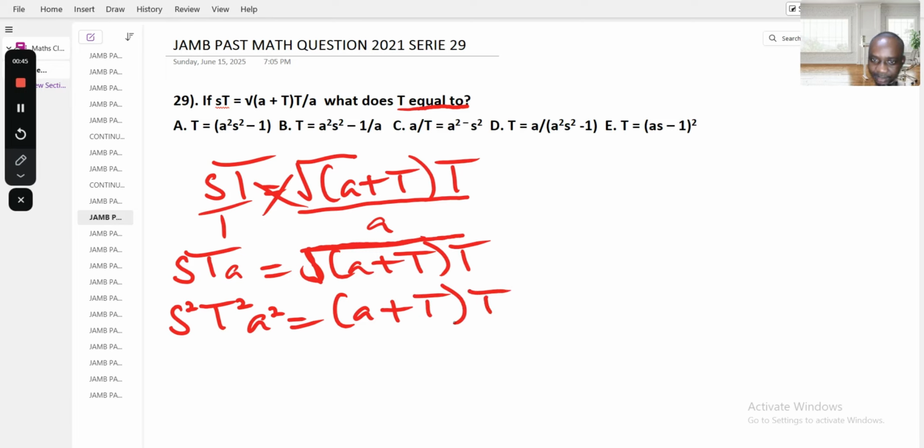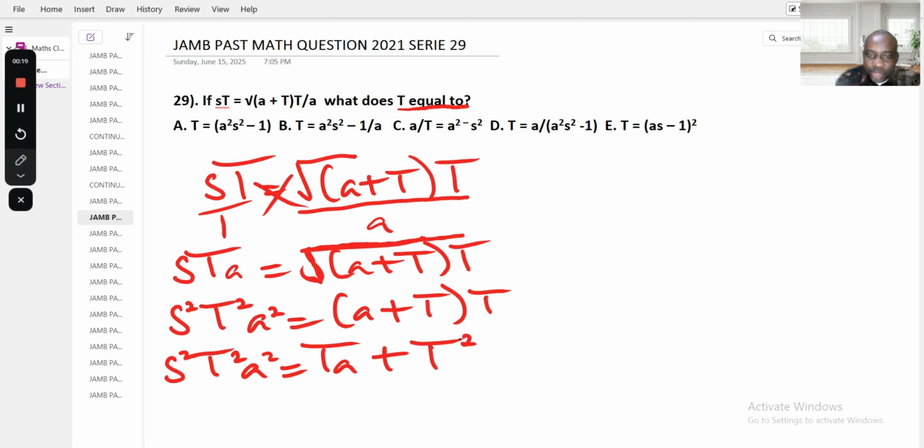Now the next thing we are going to do is open this bracket. t times a, ta. t times t, t raised to power 2. So s squared, a squared equals ta, t times t, t raised to power 2. Now we have t squared here and we have t squared here.